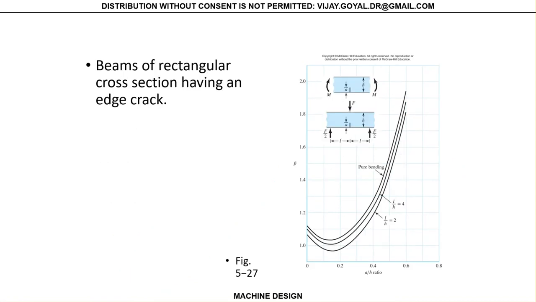So if there's a rectangular cross section, and it actually has a crack there, and it's having a bending type of behavior, you still use the same equation. Okay, the equation does not change. The values of A change. Now A is only half of that crack.